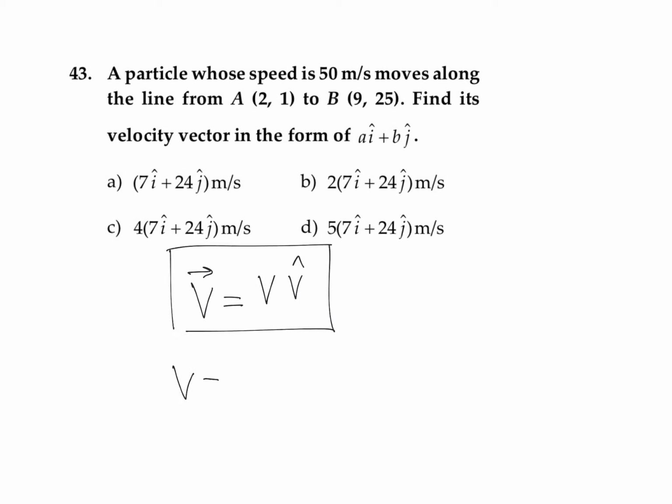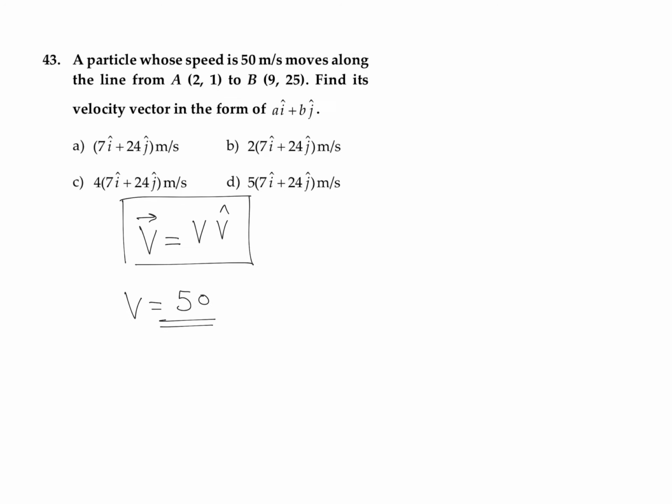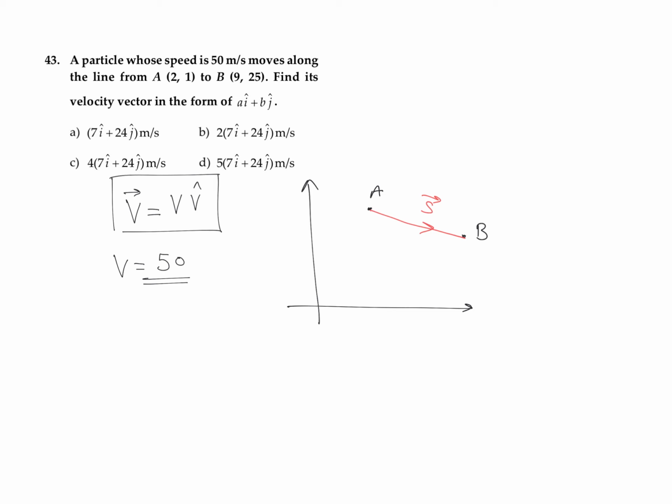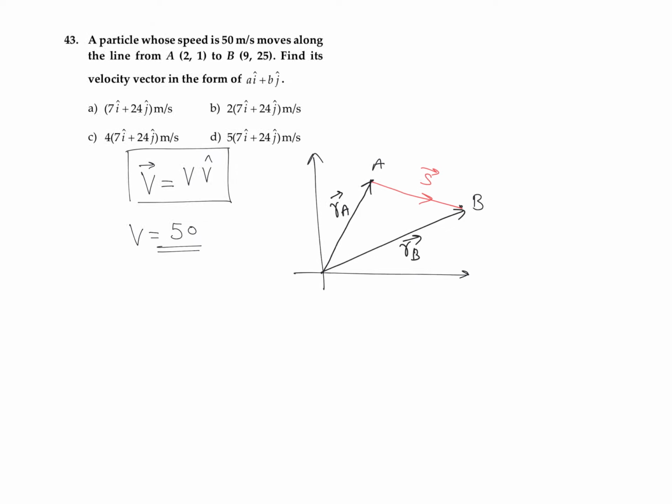So in the question it is given that speed, which is nothing but the magnitude of velocity, is 50, and it moves along a line. So its direction is given, that is a line which is moving from point A to point B. So this is the direction in which the particle is moving. We can find out this displacement vector, and from that displacement vector we can find out its direction. We know that this is representing the position vector for point A, that is Ra vector, and this is representing the position vector for point B, that is represented by Rb vector.